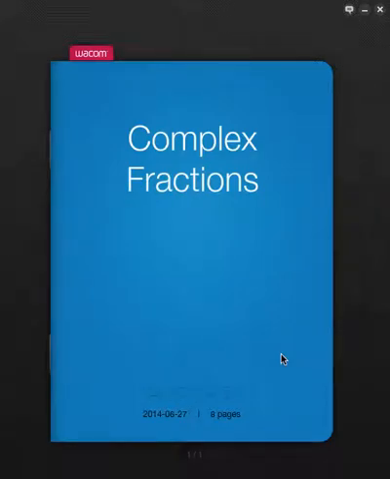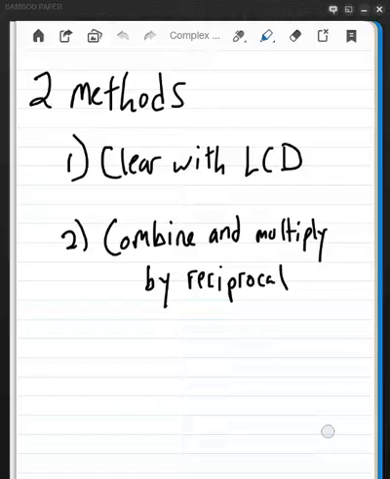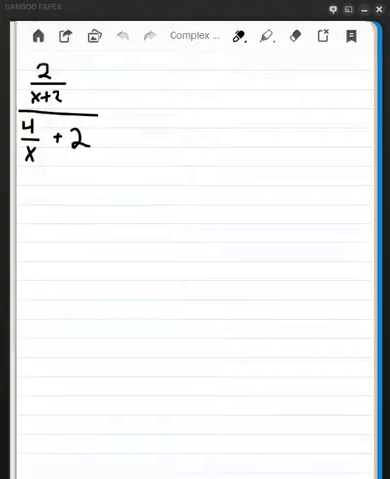Hello, and today we're going to learn how to simplify complex fractions. There's two ways of doing this. One is to clear complex fractions by multiplying by an LCD, and the second way is to combine your numerator and denominator into single fractions and then multiply by the reciprocal. We're going to go over both using the same example for both methods.